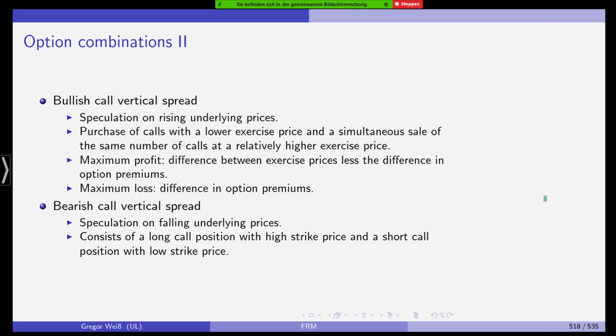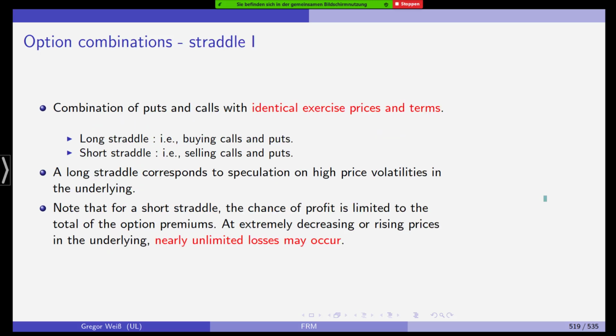That's the difference between the exercise prices minus the difference in the option premiums. The maximum loss is the difference in the option premiums. For a bearish call vertical spread, you speculate on falling underlying prices, and this consists of a long call position with a high strike price and a short call position with a low strike price.